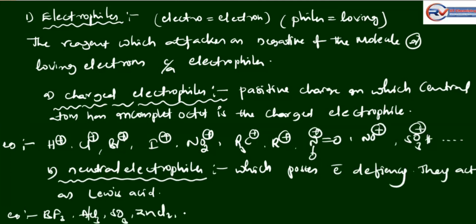ZnCl2, BeCl2, FeCl3, SnCl2, CO2, SnCl4. These are the examples of neutral electrophiles.